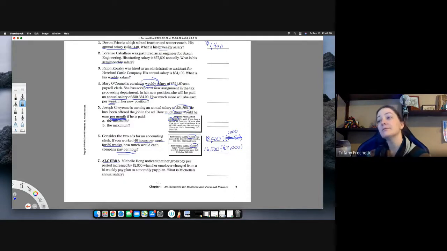So this one, I'm going to admit it's a little bit more involved, and that's my way of saying there are some more steps in this one. We have to take into account a few more things. So they only give us that her pay period increased by $2,800.